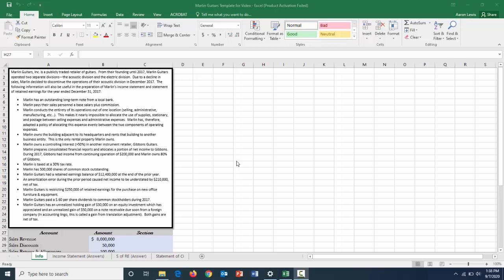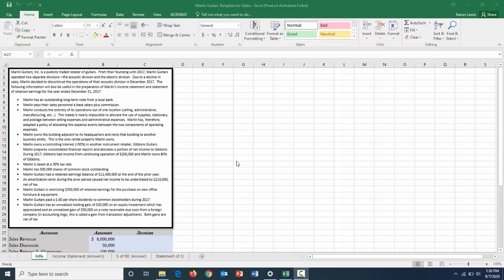We own a building that is adjacent to our headquarters, and we rent it to another company. This is the only rental property that we own, which means we have rent revenue. But since that's not part of our normal operations, we can't put the money from renting into our operating income. We're going to have to declare that as an other.